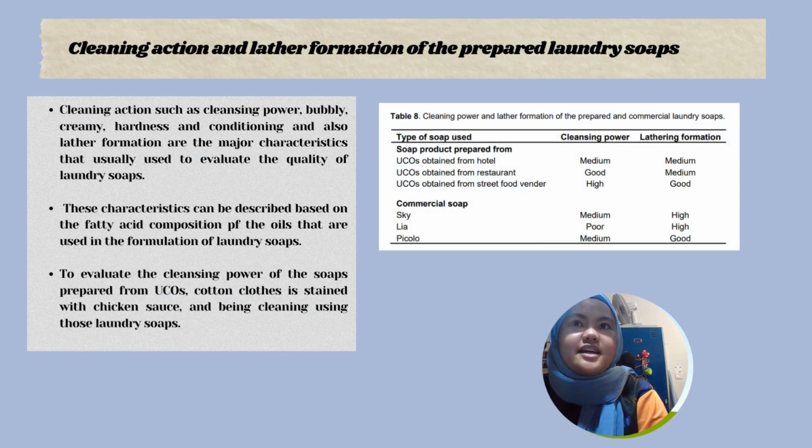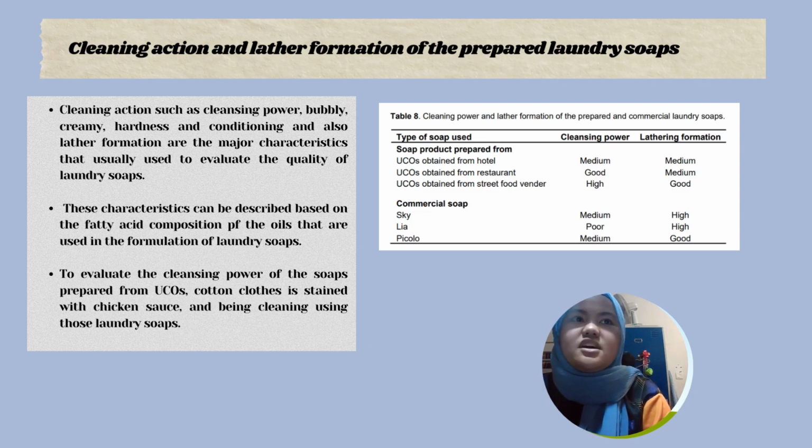Next is the cleaning action and lathering formation. Cleaning actions such as cleansing power, bubbly, creamy, hardness, and conditioning, and also lather formation are the major characteristics usually used to evaluate the quality of laundry soap. Lather is a frothy white mass of bubbles produced by soap when it is mixed with water. This characteristic can be described based on the fatty acid composition of the oils used in the formulation of laundry soap. Saturated fatty acids like myristic acid and lauric acid can produce laundry soap with high cleansing power and fluffy lather.